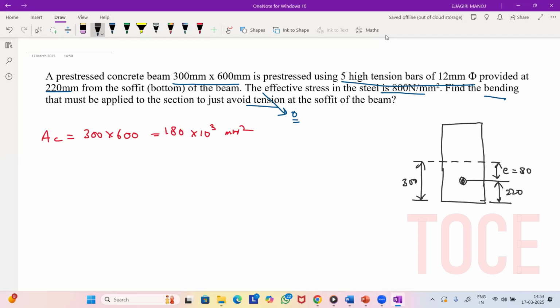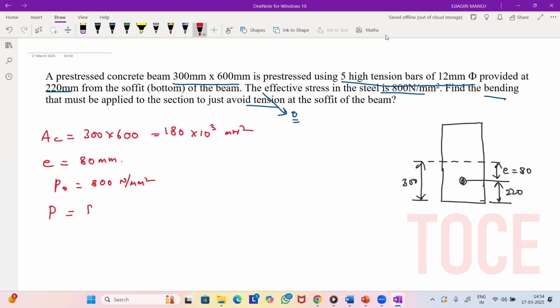Okay, so eccentricity e is 80. He has given the stress, but he has not given the pre-stressing force, so we need to calculate the pre-stressing force. The initial stress in the tendon is 800 Newton per mm². So now let us calculate the pre-stressing force, capital P.